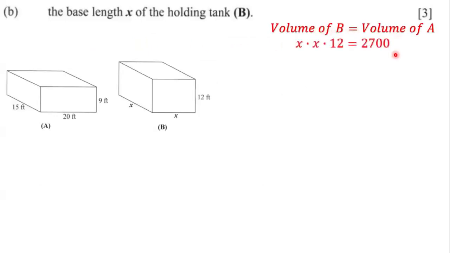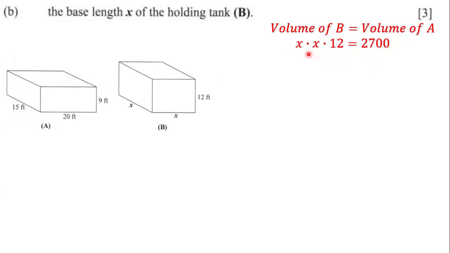Now, what is the volume of B? Well, notice that the volume of B is going to be length times width times height. Now, what is the length? The length is X, the width is X, but the height is 12. And so we have X times X times 12, this dot means times. So length times width times height, okay? It's equal to the volume of A. What is the volume of A? Well, we just figured that out. The volume of A is 2,700.